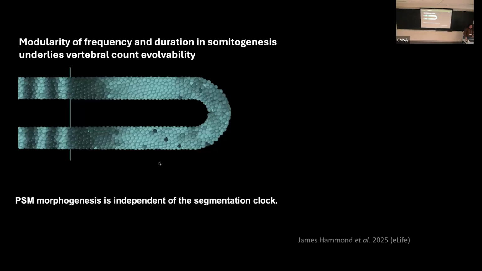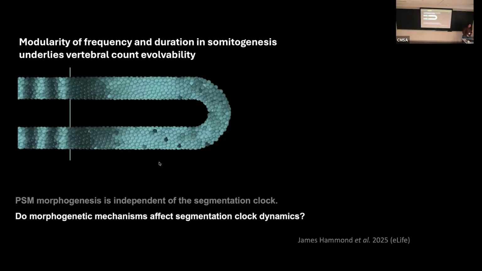So we set out to study this proposed modularity of somitogenesis, and it was very well established from experimental work that PSM morphogenesis is in fact independent of the segmentation clock. You can knock out the clock. Olivier's lab also showed this, and the PSM can still elongate, right? So we've got independence, modularity, in one direction already.